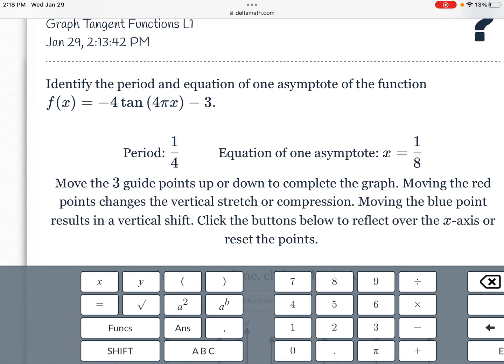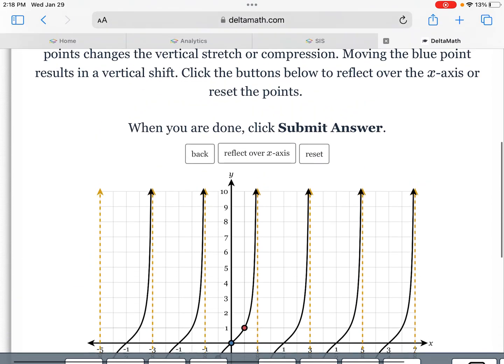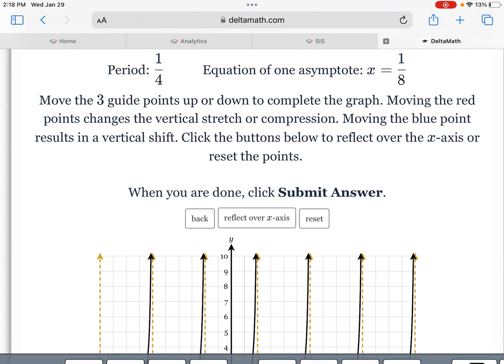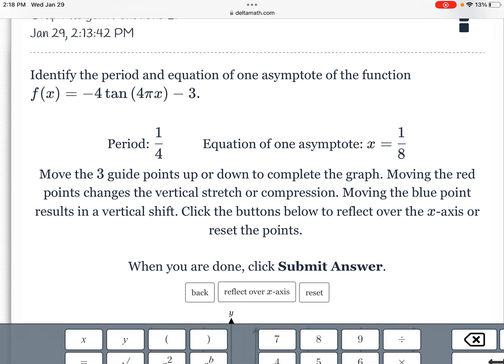Then you hit next. Now it says move the 3 guide points, and there's your 3 guide points, the red, blue, and the red, up or down to complete the graph. Moving the red points change the vertical stretch or compression. Moving the blue points result in a vertical shift. And click the buttons below to reflect over the x-axis or reset the points. Now when you're doing graphical transformations, you know this -3 back here means it moves down 3. And this 4 right here means we've stretched it 4. And that negative in front means we reflect over the x-axis.